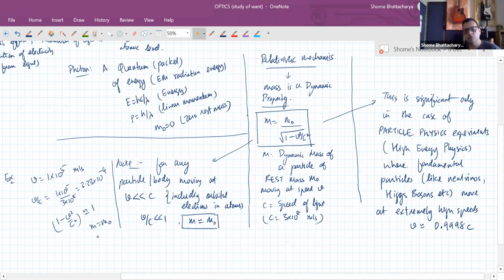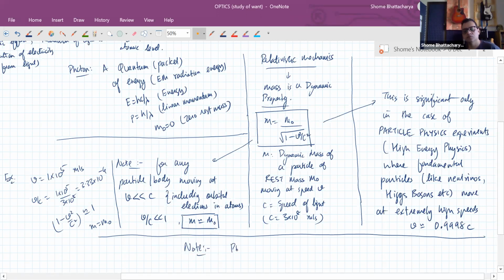But at the same time, we should also understand that photons, they don't come under the category of particles because their rest mass is zero. They are not particles because their rest mass is zero. Photons, they are packets of energy.